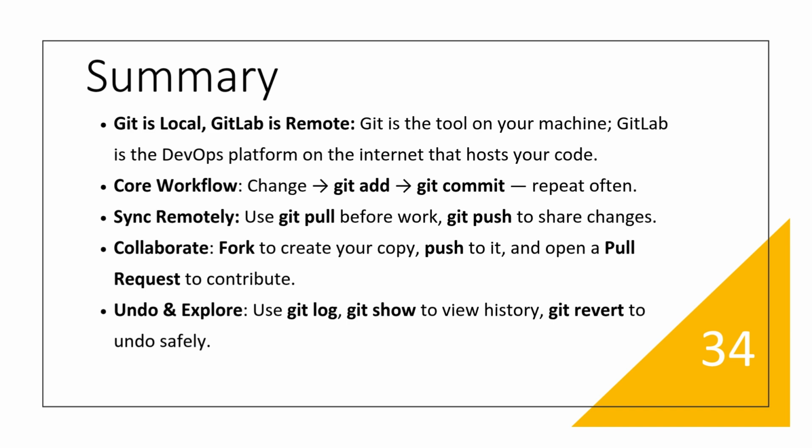Okay, let's quickly recap the big takeaways here. Git is your local command line tool for tracking history. GitLab is the online platform built around Git, hosting projects and adding collaboration and DevOps tools. The fundamental local workflow is modify, stage, commit. You use git status to see what's going on. You sync with GitLab using git push to send changes up and git pull to bring changes down. Collaboration often involves forking a project, making changes in your fork, and then creating a merge request. And for managing history and fixing mistakes, git log, git show, and especially the safe git revert command are your friends.